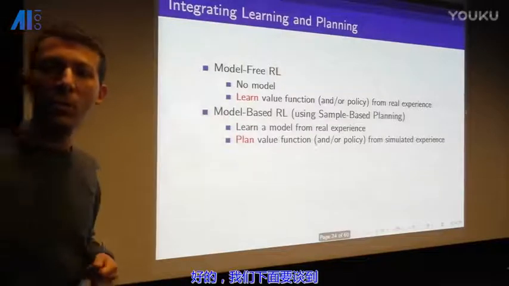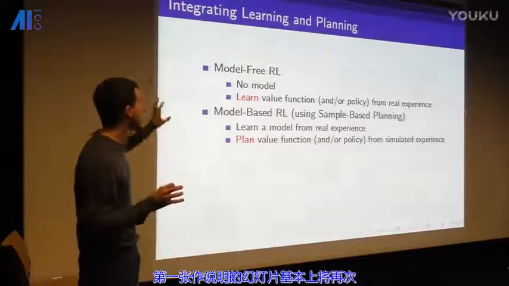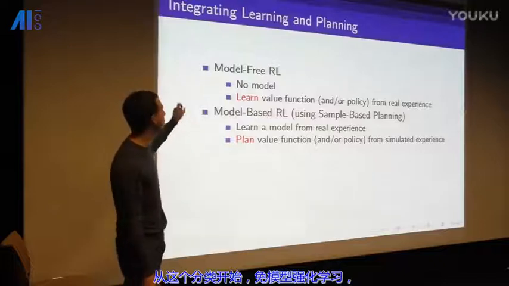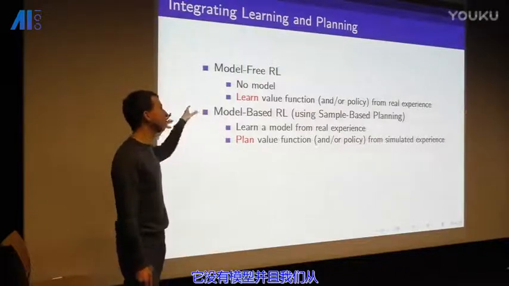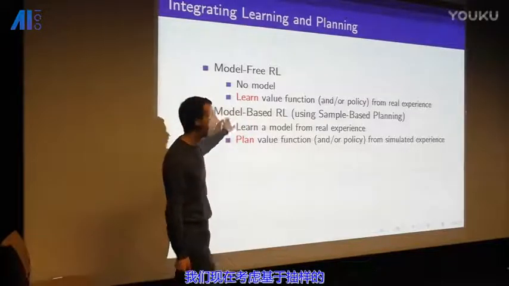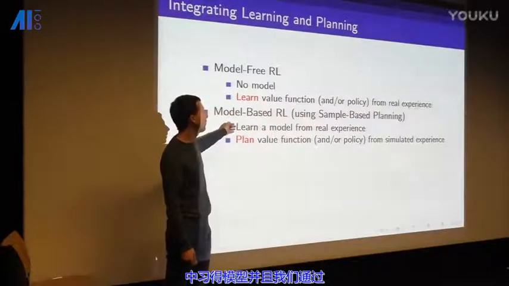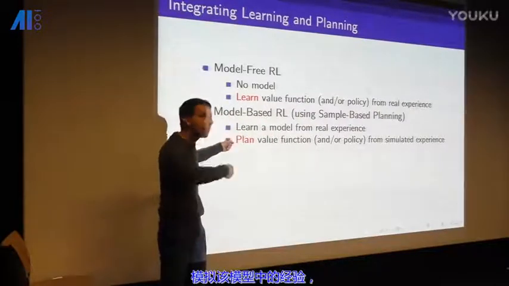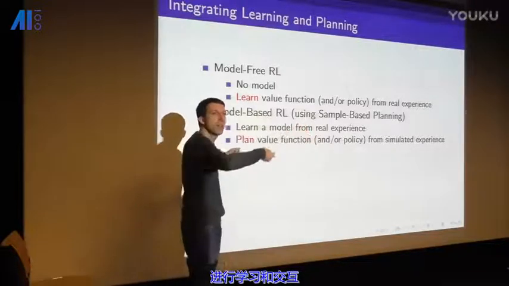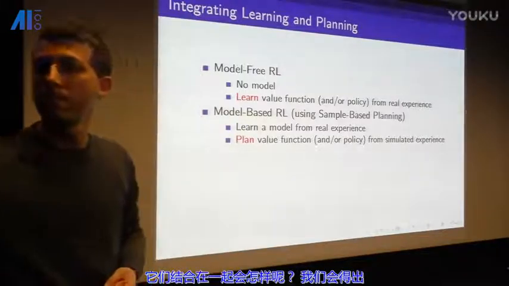Okay, so we're going to talk about how to integrate learning and planning together. In the first slide of the introduction, we started off with this taxonomy again. Model-free RL, there's no model, and we learn the value function or policy from real experience. Model-based RL, where now we're considering sample-based planning, as an example, we learn a model from real experience, and we plan by simulating experience from that model, interacting with that stream of imagined experience and learning from it. So what if we combine these together?